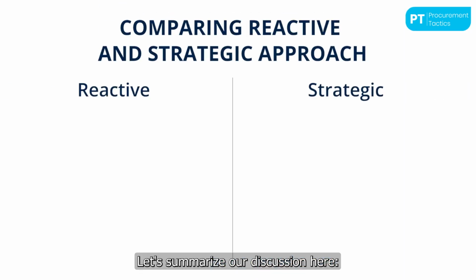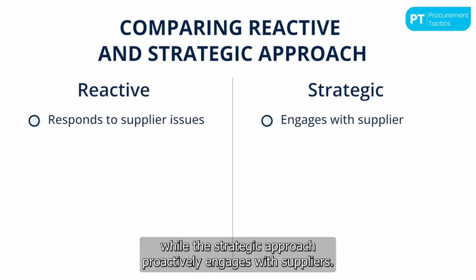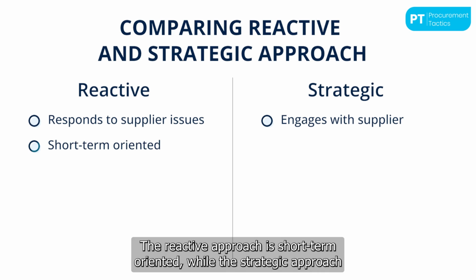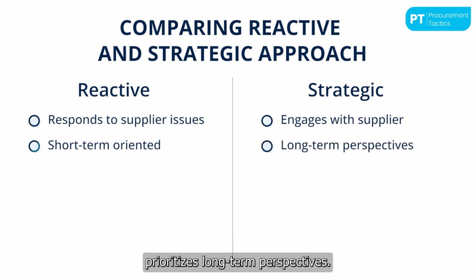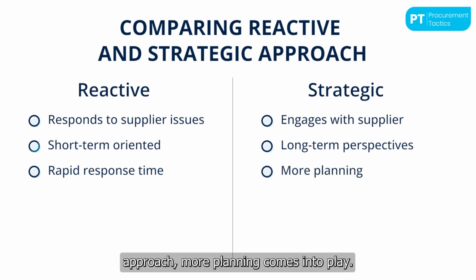Let's summarize our discussion here. The reactive approach responds to supplier issues as they arise, while the strategic approach proactively engages with suppliers. The reactive approach is short-term oriented, while the strategic approach prioritizes long-term perspectives. The response time is rapid in the reactive approach, whereas in the strategic approach, more planning comes into play.